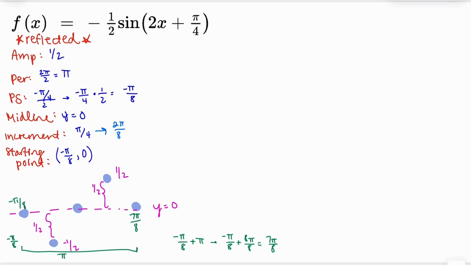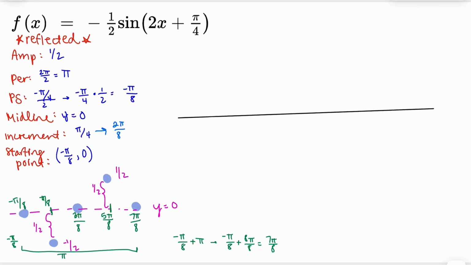We're counting up by pi over 4, but that's kind of tricky to do because the denominator is different. So we actually want to think of it as counting up by 2 pi over 8. So this is going to be pi over 8. Pi over 8 plus 2 pi over 8 is 3 pi over 8. 3 pi over 8 plus 2 pi over 8 is 5 pi over 8. And then it works out, 5 pi over 8 plus 2 pi over 8 is 7 pi over 8. And now we have everything we need.